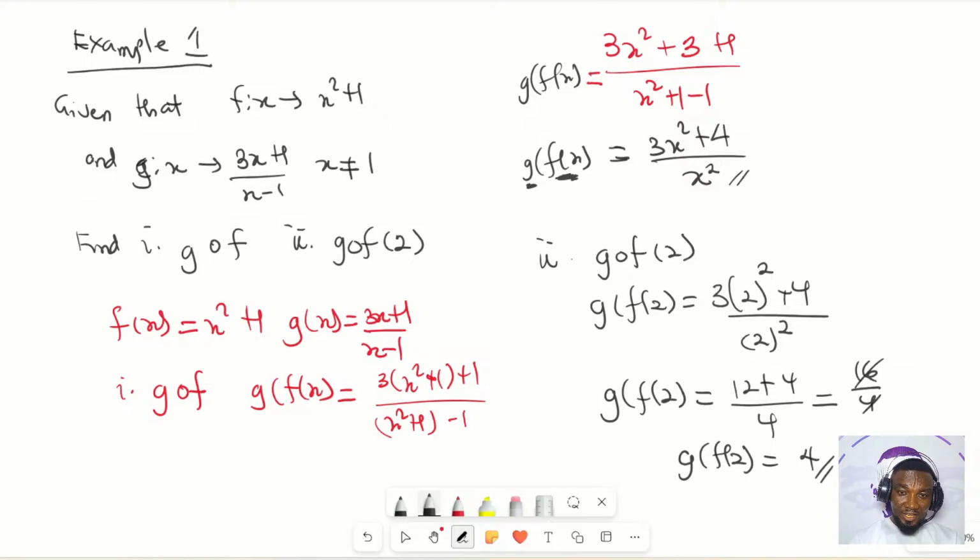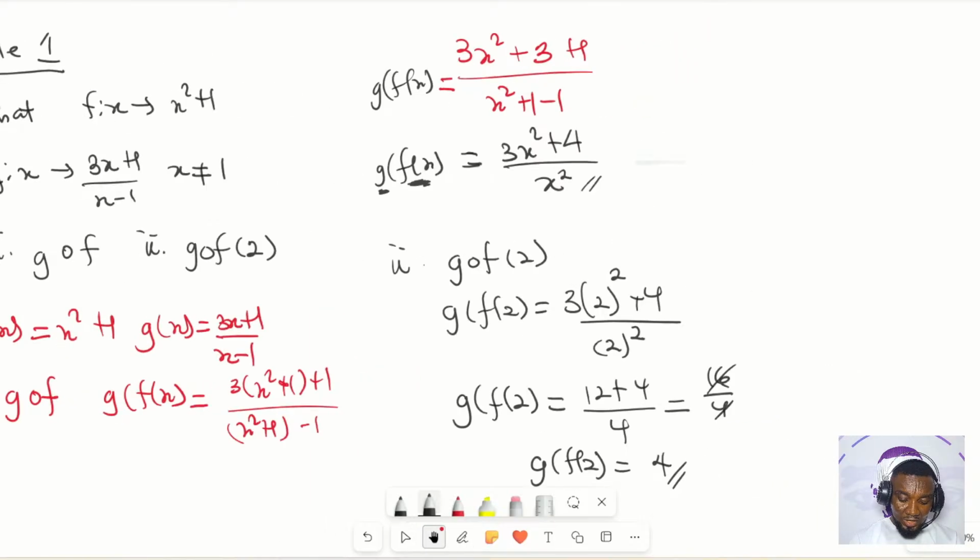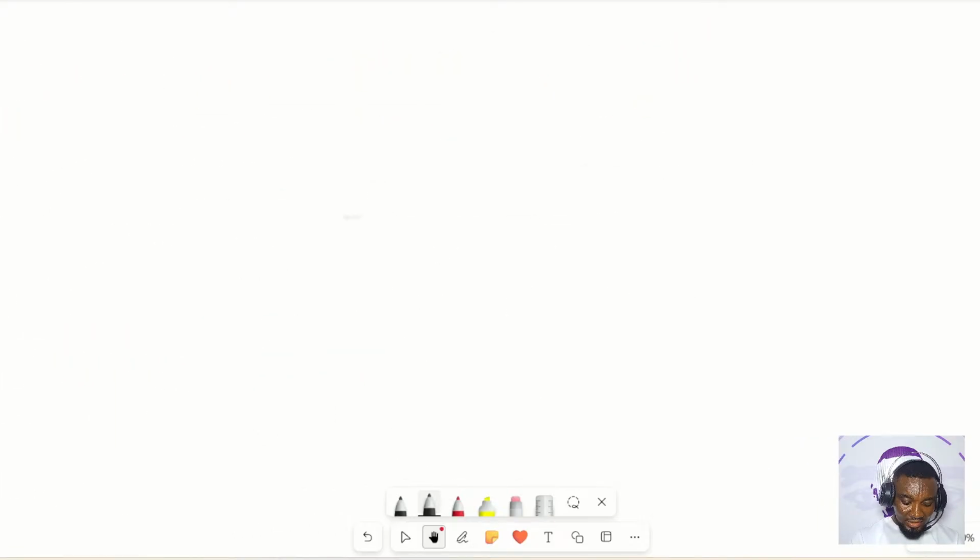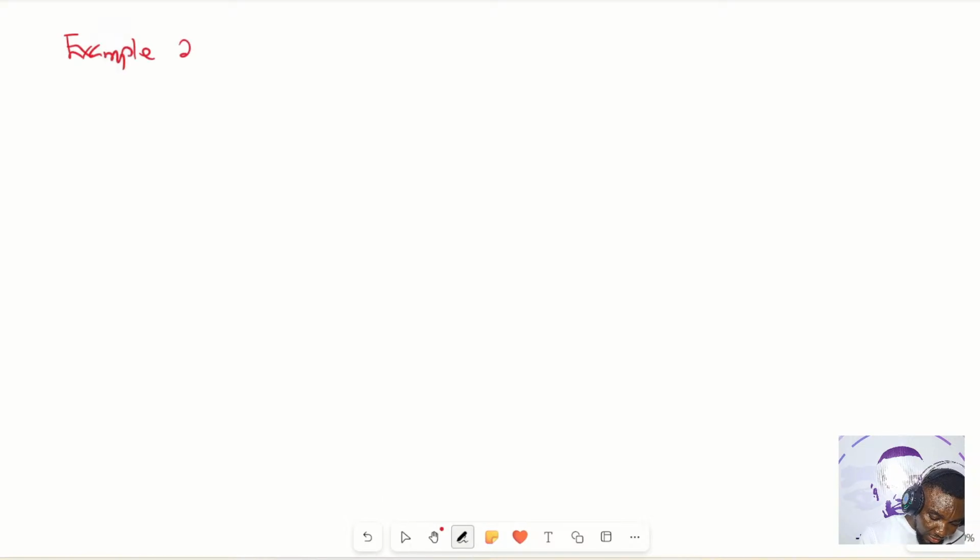I hope it's clear. I hope you are with me. So let me put the question here so that you look at it. Take 5 minutes to solve this question. These are all past questions and it will help you. So let's try and solve this question. It's similar to the one we did. So this is example 2. Write it out, and then try and solve it. I'm hoping I'll see some answers in the comment section.